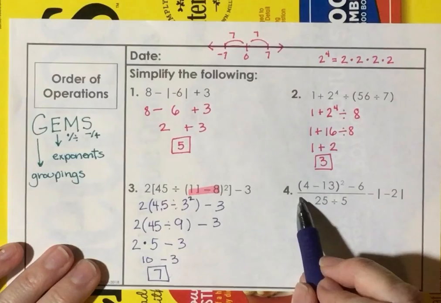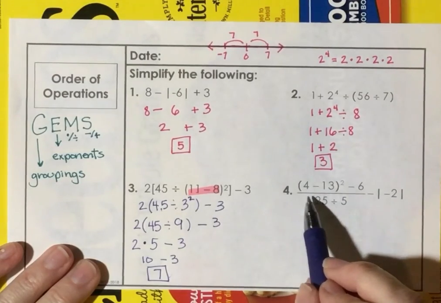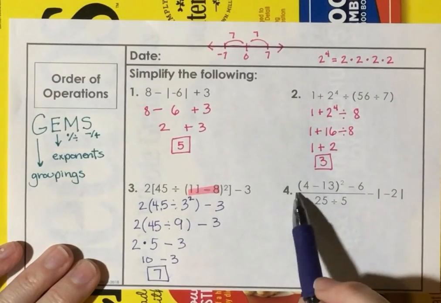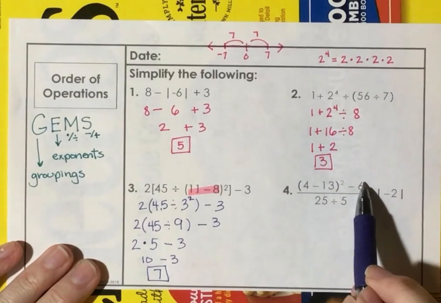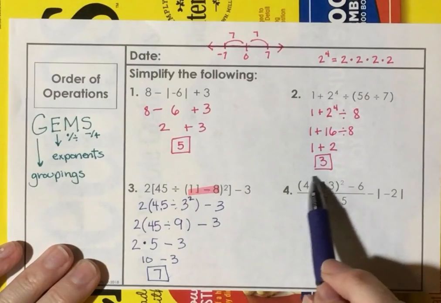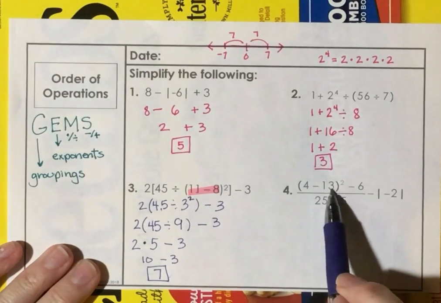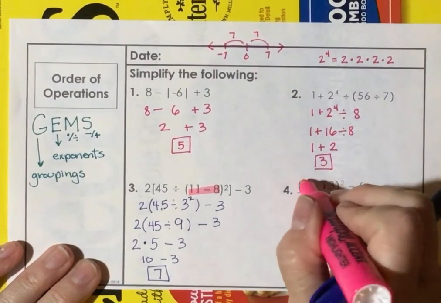Okay, so number 4, groupings first. We've got a lot of groupings. This is a grouping. The fraction bar is actually a grouping also, but all of this is above the fraction bar, so all of this is also grouped together. So we're going to start right here with this grouping. That will be the first thing we'll do.